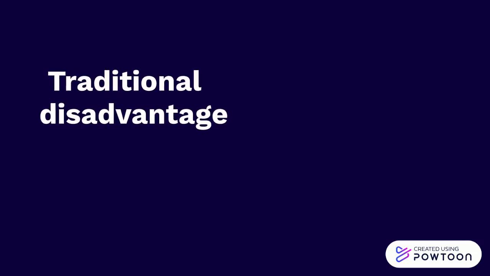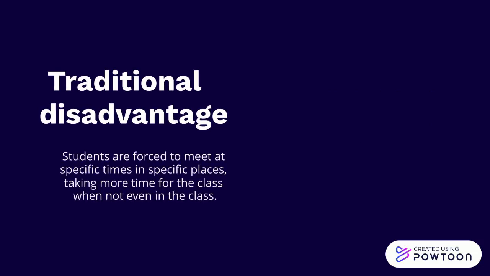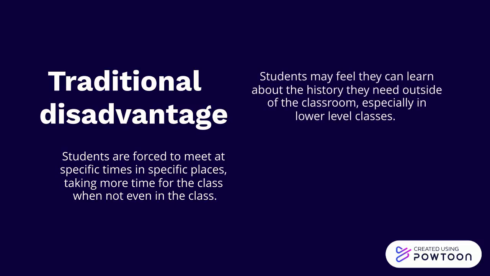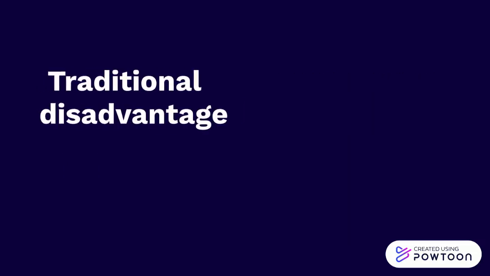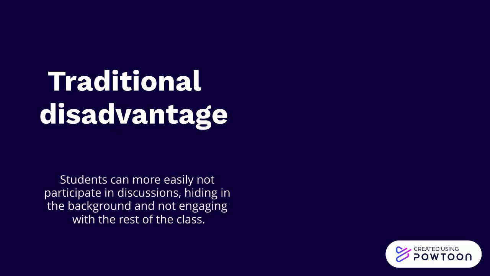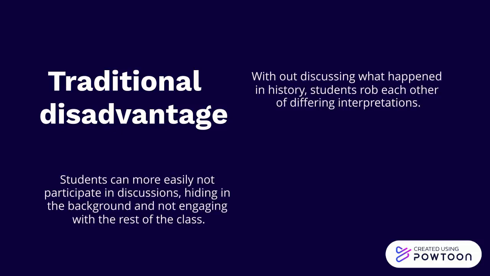Traditional learning disadvantages include the time to go to various classrooms, time spent in the class while not actually in the class. This can encourage students to skip meetings they feel are unnecessary. Students can attempt to hide in the rest of the class, allowing them to not participate while still being there. This can rob other students of differing interpretations of history.